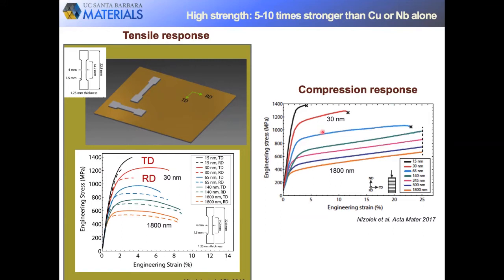Similarly for the compression response as well, we're exceeding or getting close to 1.2 GPa for the 30 nanometer nanolayered material. In all these cases, the yield strengths and the ultimate strengths are 5 to 10 times the strength of just that of copper or niobium alone, and also much greater than if we were just to take the volume average strength of this 50-50 mix of copper and niobium. So definitely we're witnessing clear signatures of interface dominance here.